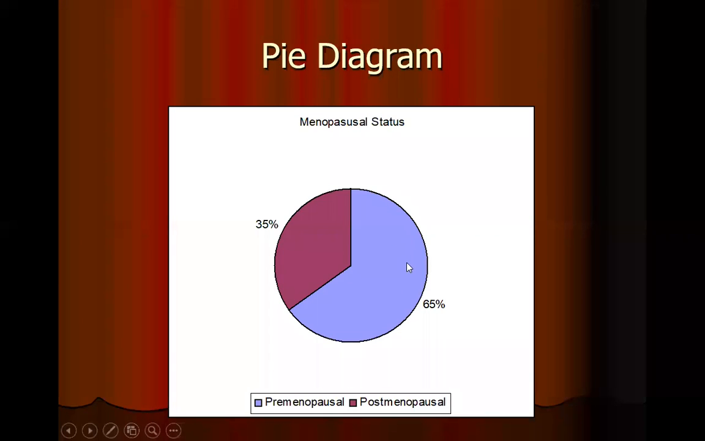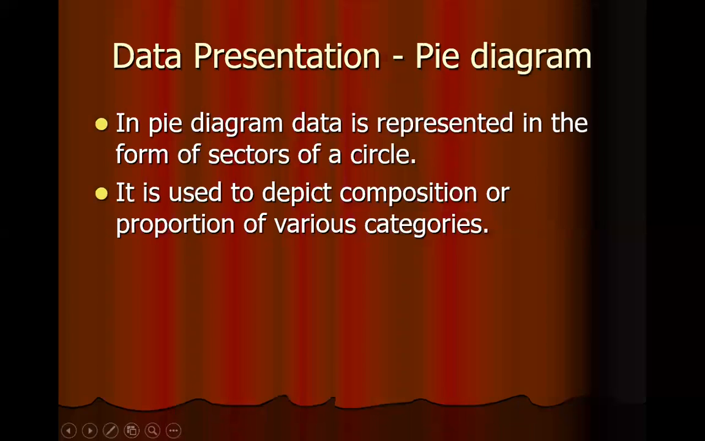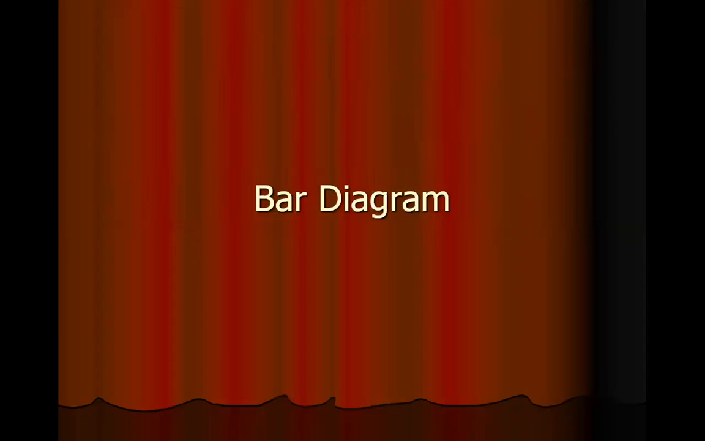So we can understand by our visual impression that there are more number of patients which were premenopausal out of total patients. So pie diagram is to represent the data in the form of sectors of a circle. So it is used to depict the composition or proportion of various categories. So to depict what is the proportion out of total, we make a pie diagram.